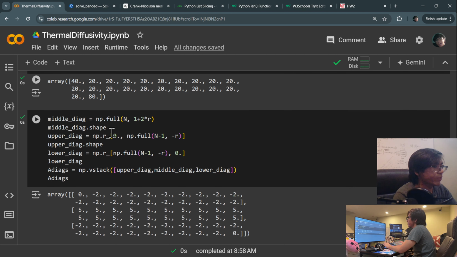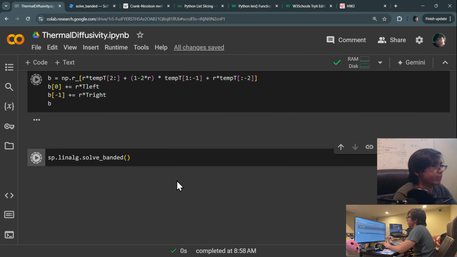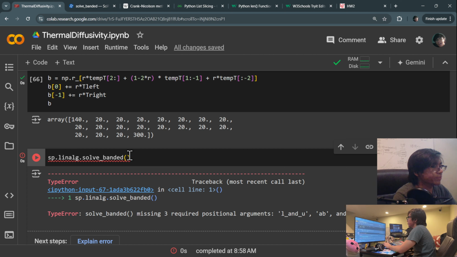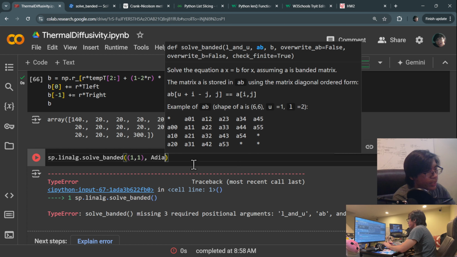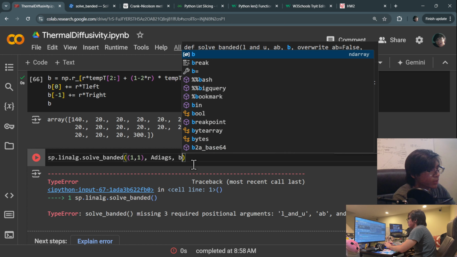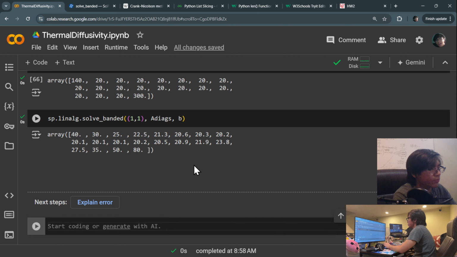I have to reevaluate everything. I really don't want to do that. Okay, so again, supply L and U, lower and upper. So that was 1 and 1 as a tuple. Our AB matrix, we called A diags, and our B matrix is just B. And solve for us. Awesome.